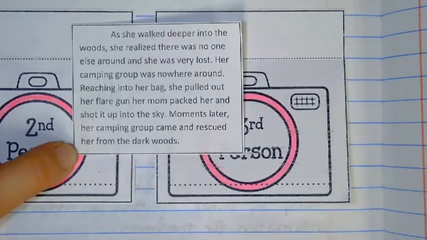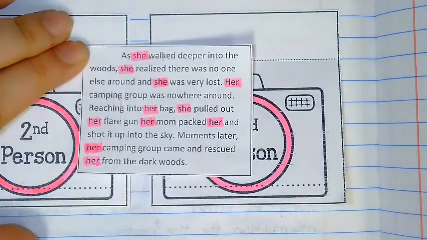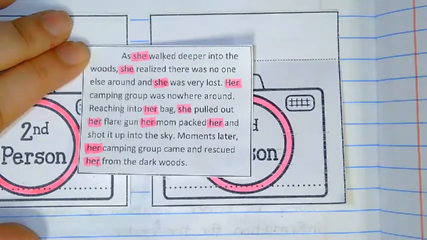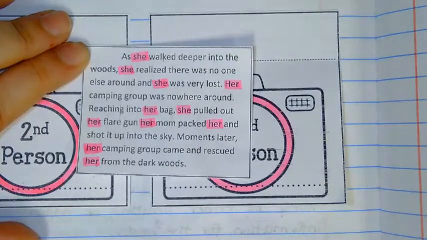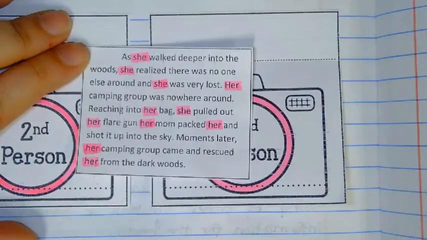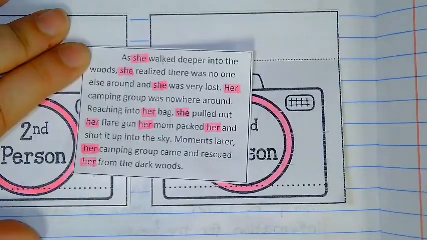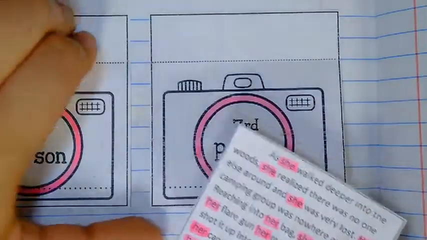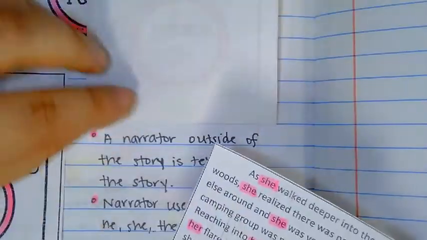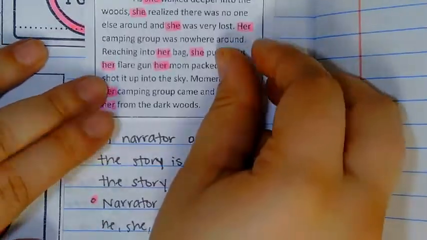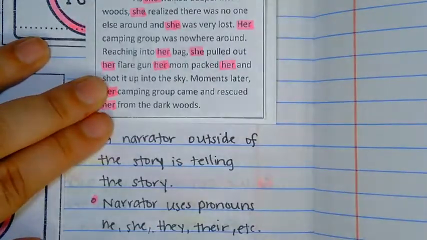Looking at the pronouns, we can see that there are a lot of she's and hers. And typically, she's, hers, he's, and hims would be used in what type of person point of view? Usually, it's third person point of view. So go ahead and take this, flip up your third person point of view, and glue it in. And let's move on to the next page.